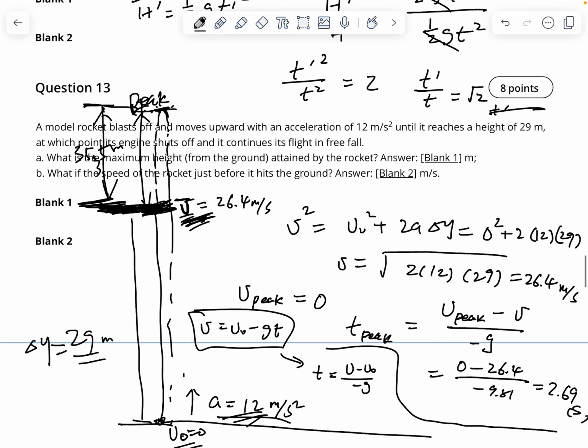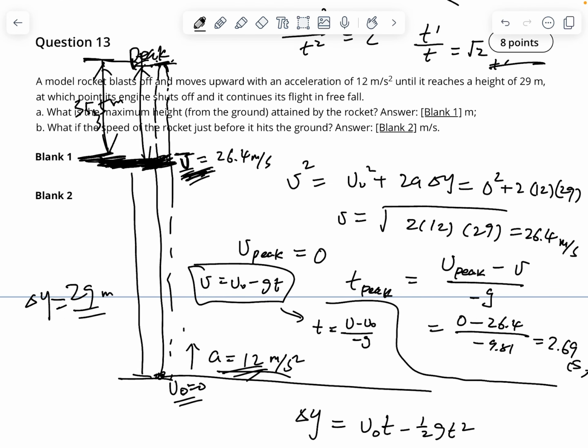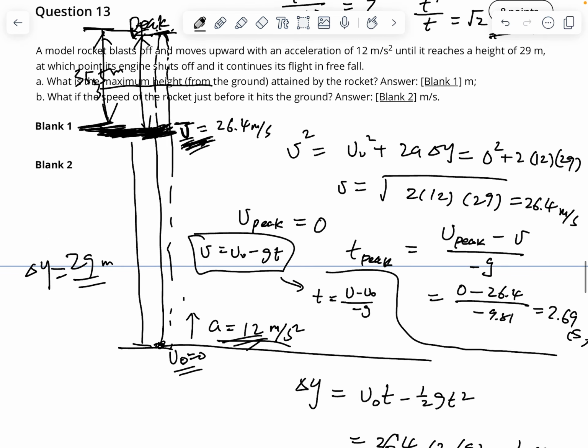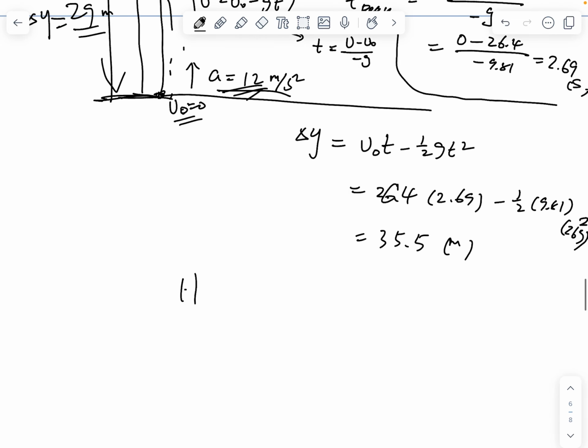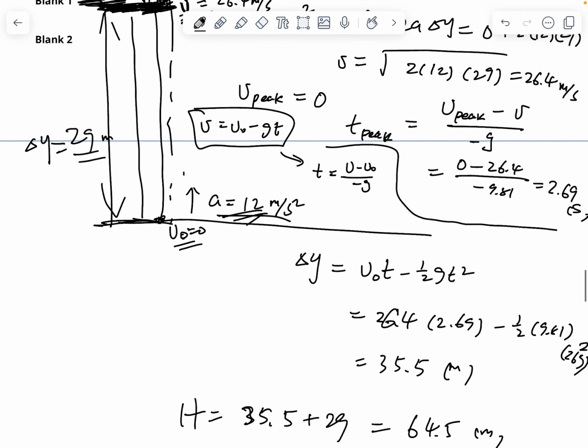All right, so the question asks for the maximum height from the ground. From the ground, it will be 29, so you have to add 29. So h equals 35.5 plus 29, right? So this will be 64.5 meters from the ground.